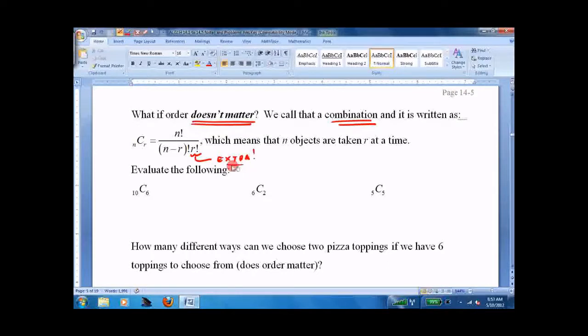I have an extra r factorial right there, and that's the second number, so you've got to be careful and watch out. On top is still 10 factorial. And on the bottom is 10 minus 6, 4 factorial, which I'll put down here. And then also 6 factorial.